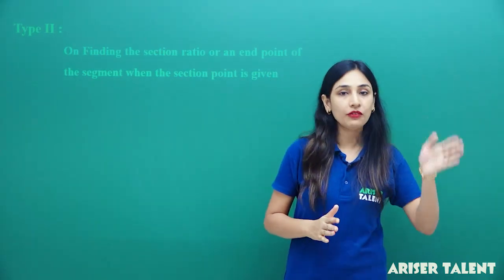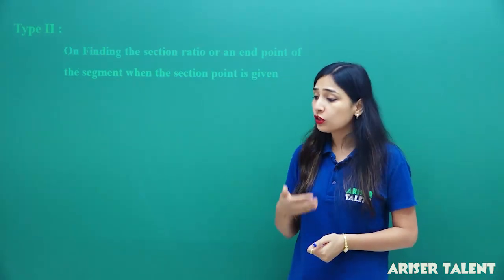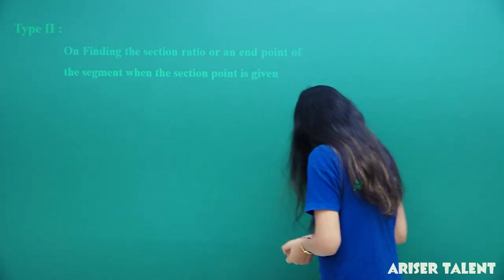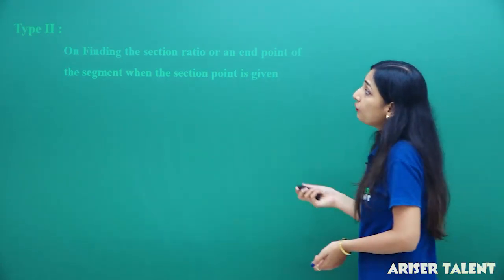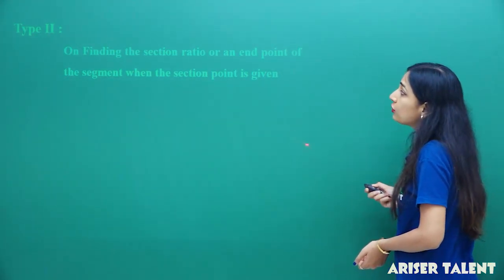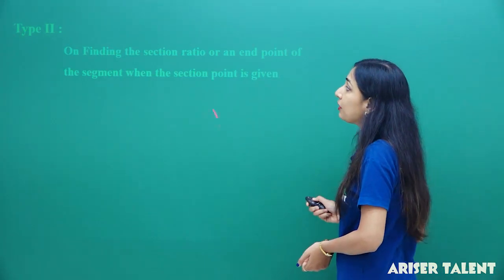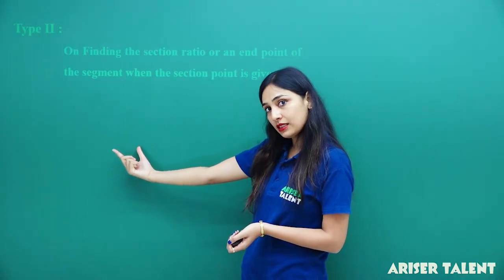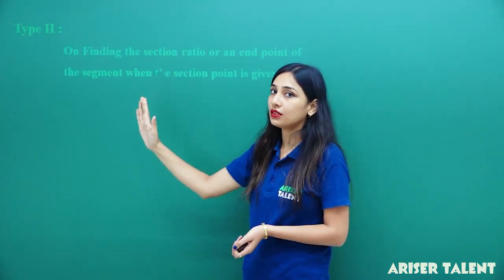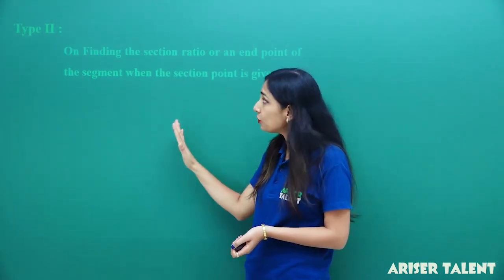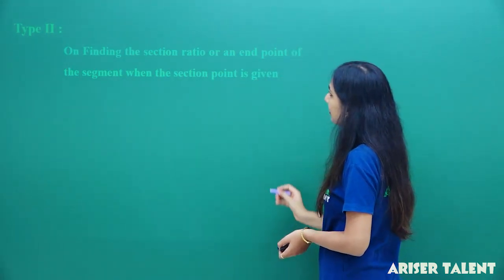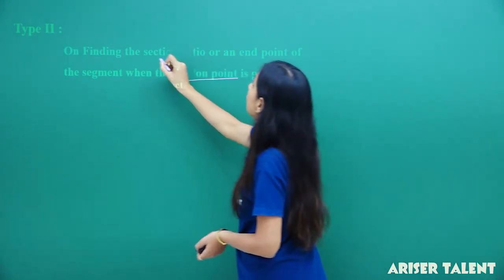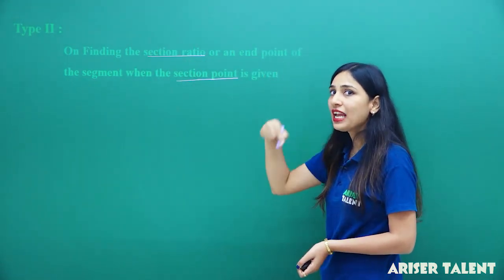Type 1 numerical we have done. In this chapter, we'll move on to type 2 and 3 and maybe type 4. Now, type 2 is on finding the section ratio or an endpoint of the segment when the section point is given. Type 1 was the reverse of this category. So what two parameters are here? The section point, which is given, and the section ratio, which we have to find out.